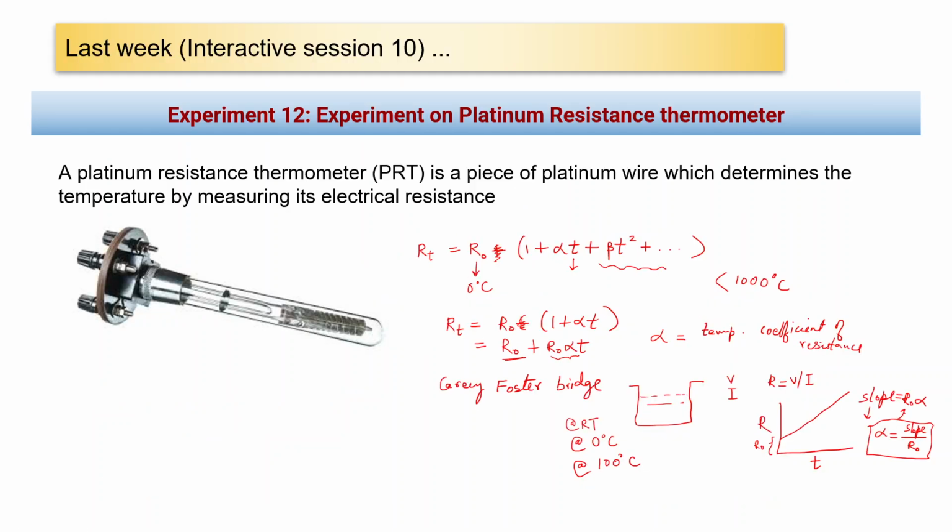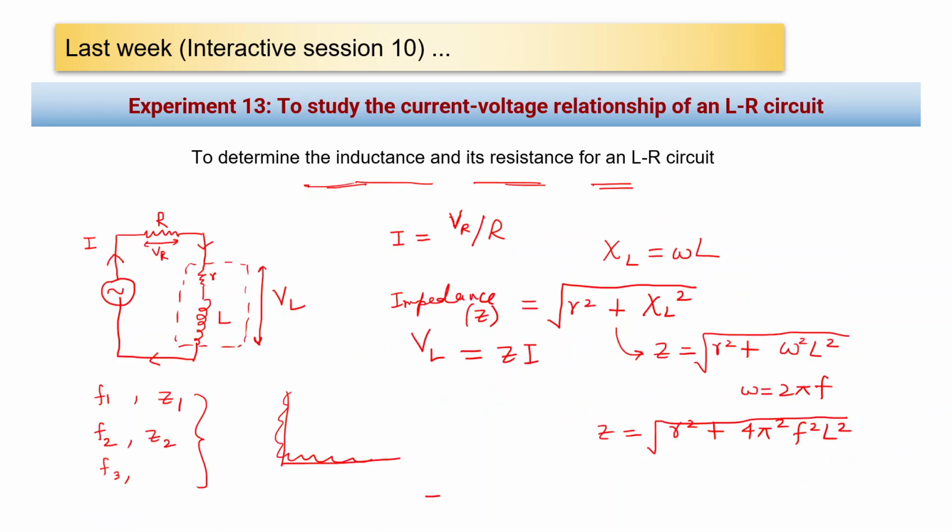Let's have a recap of the experiments we discussed in the last interaction, last week. Last time we discussed the platinum resistance thermometer, tried to understand the theory and working behind it, and found out the working formula to do the experiment based on it. Another concept was the current voltage relationship in an LR circuit, and we again found out the working formula for this.